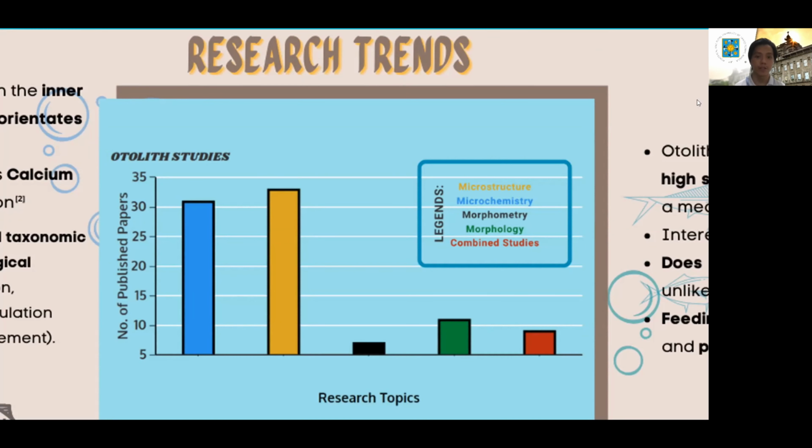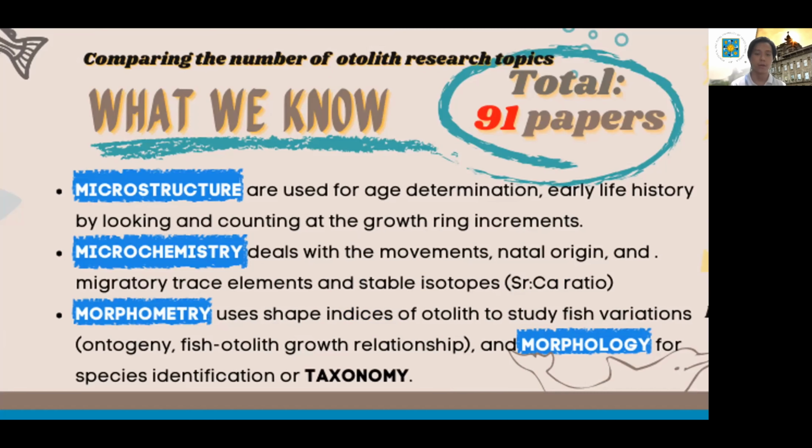Microstructure studies have the highest count with 33 published papers, followed by 31 papers for microchemistry, 11 for morphology, 9 combined studies, and 7 for morphometrics. But what do these research topics tell us?